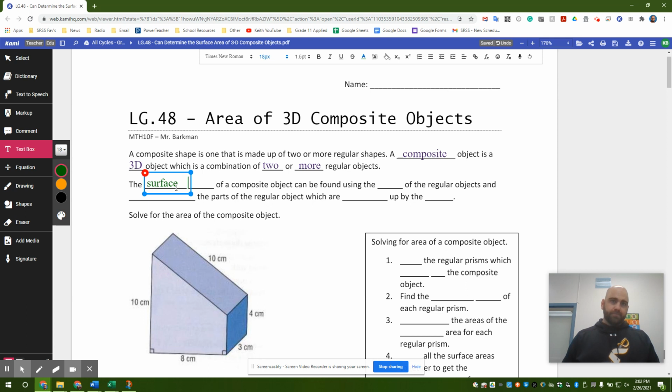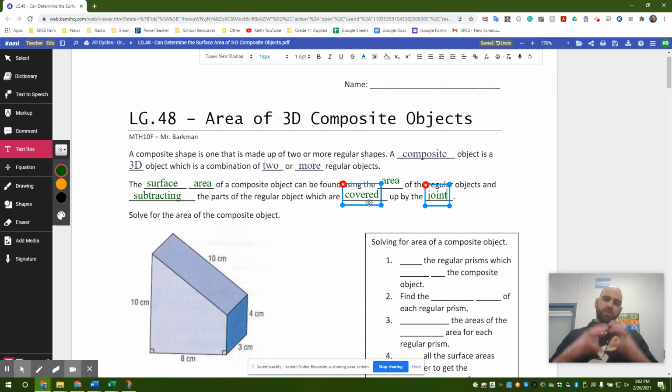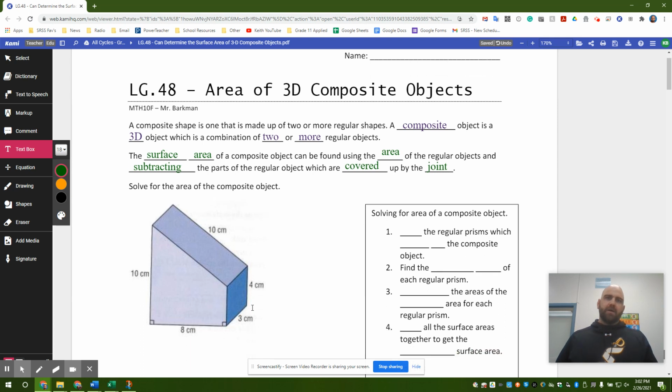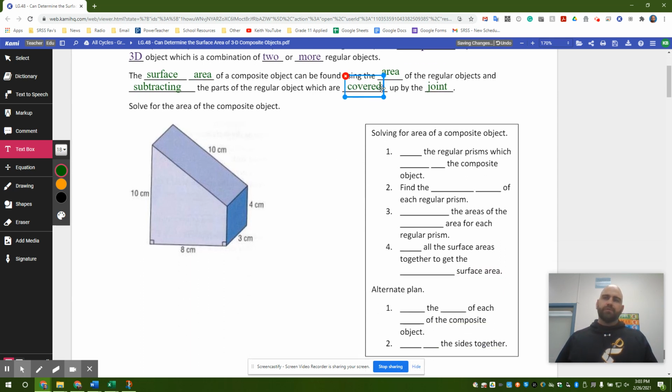Now the surface area of a composite object, remember, surface area represents 3D, area represents 2D, that's how I'm using it. So the surface area of a composite object can be found using the area of the regular objects and subtracting the parts of the regular object which are covered by the joint. We can think of two objects being put together and there being a joint in between. We want to subtract that joint piece because that's unseen, so it's not actual surface area of our regular shape.